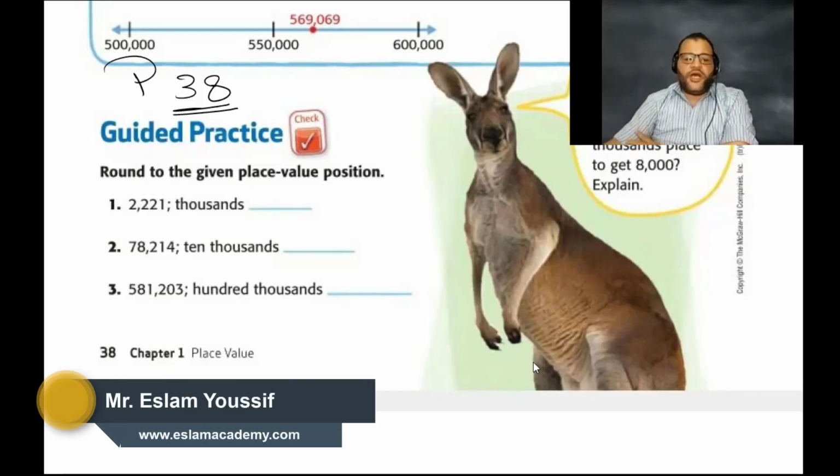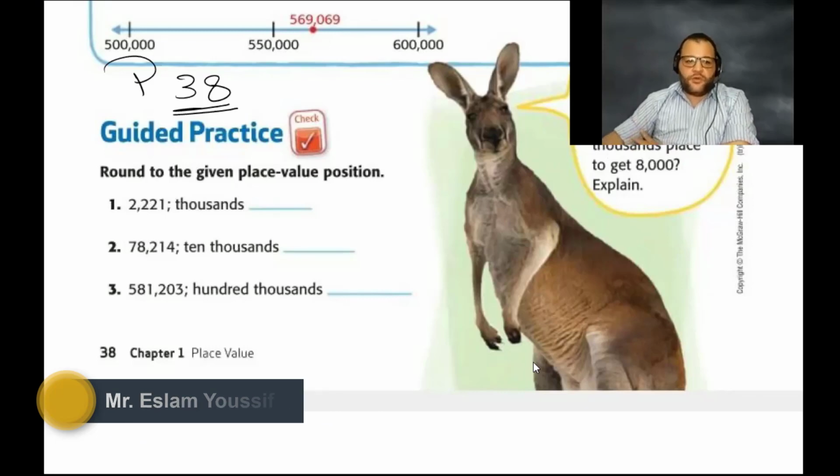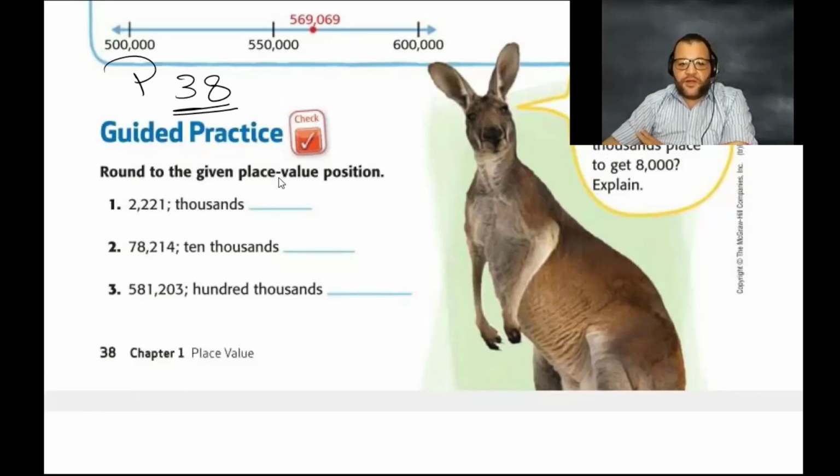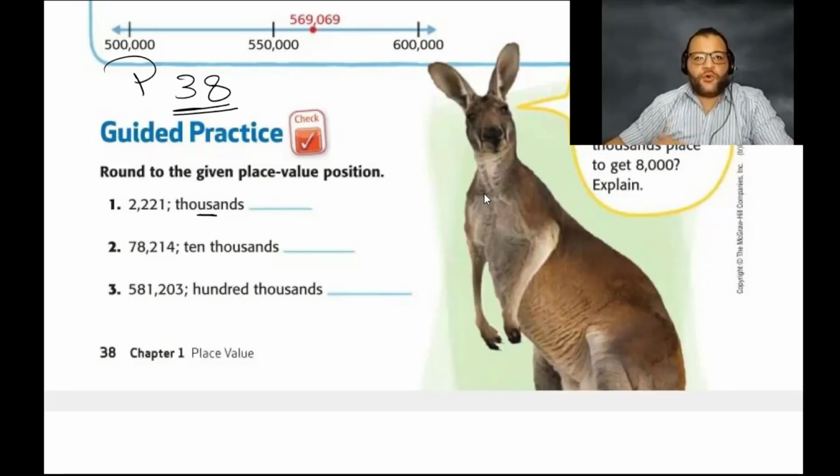Okay. So now how can we round the digit? The question says round to the given place value position. We need to round this number, 2,221, to the nearest 1,000. So we have 4 steps. Step number 1, underline the digit. Which digit is in the 1,000 place? 2. That's the digit in the 1,000 place.